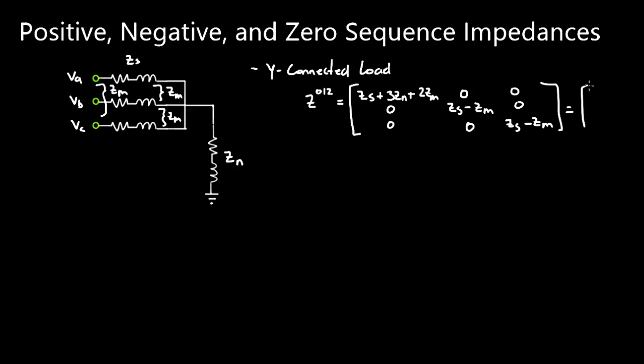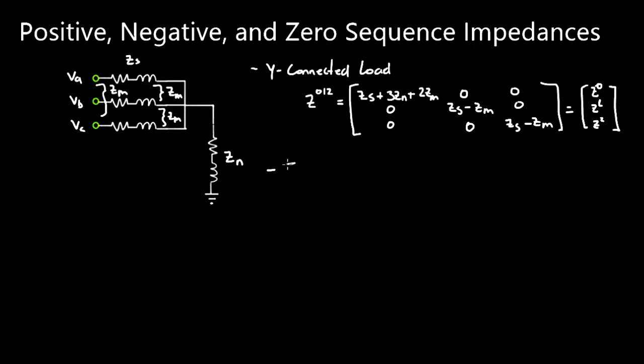And again, this would be the vector Z0, Z1, and Z2. So that's what we're going to call our zero sequence impedance, positive sequence impedance, and negative sequence impedance. Now I mentioned that the sequence impedances are going to be different for every type of device. So this would be for a Y-connected load.